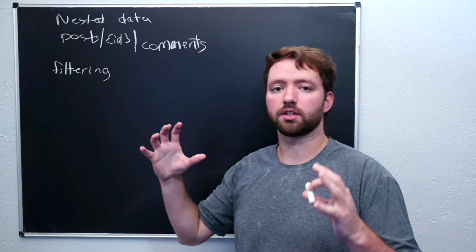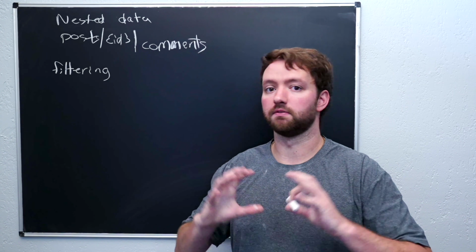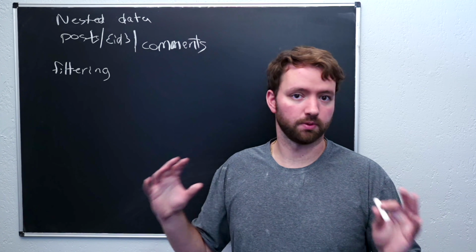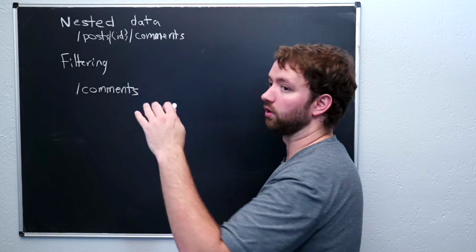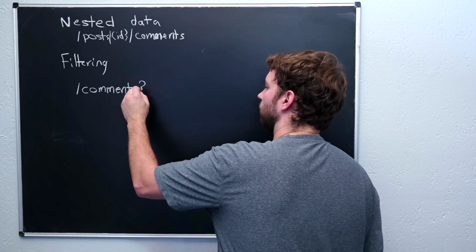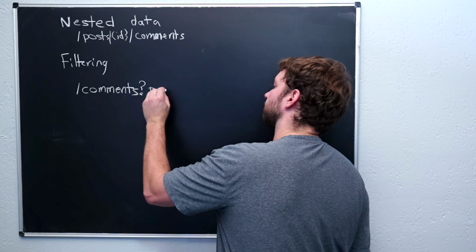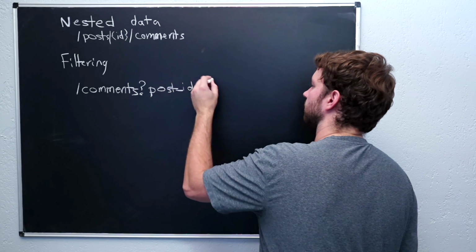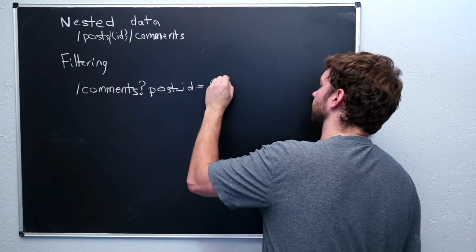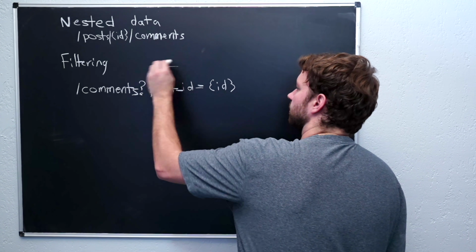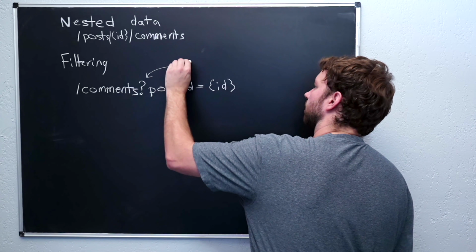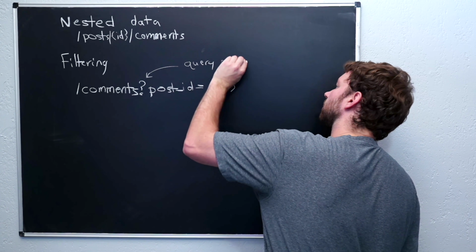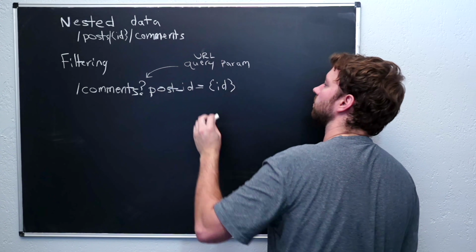Now for filtering, we just consider having one giant bucket of all the comments, and then we provide additional information to say which of those comments we care about. So we have our giant collection of all of our comments, and then we say question mark, then some attribute such as the post ID, and then we set that to whatever the ID is we are looking for the post. So this concept with the question mark, this is called a query parameter, or you might hear URL parameter.